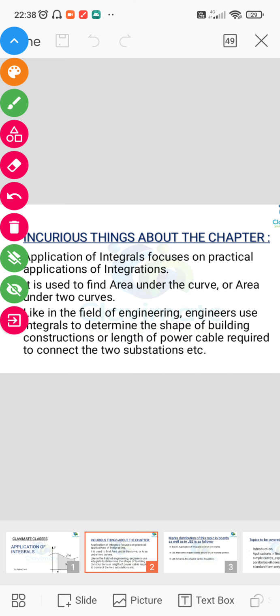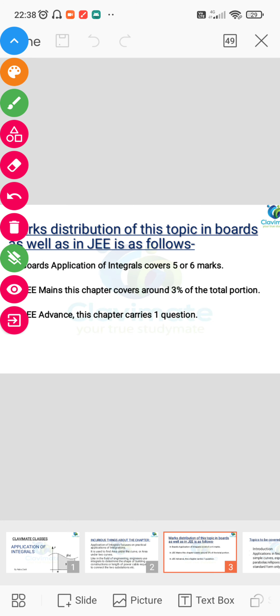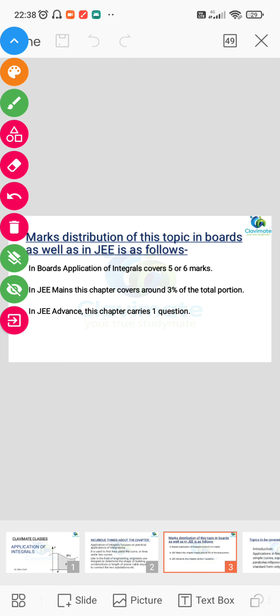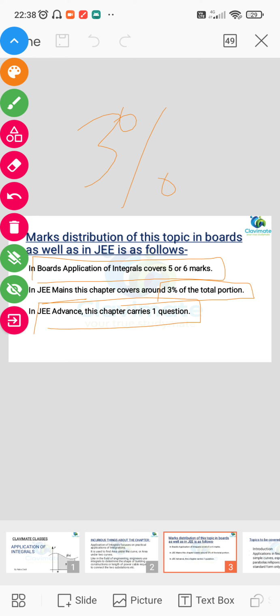So let us see the mark distribution of this chapter. In boards this chapter covers 5 or 6 mark questions. In JEE Mains this chapter covers around 3% of the total portion. And in JEE Advanced this chapter carries one question. So this is also an important chapter.